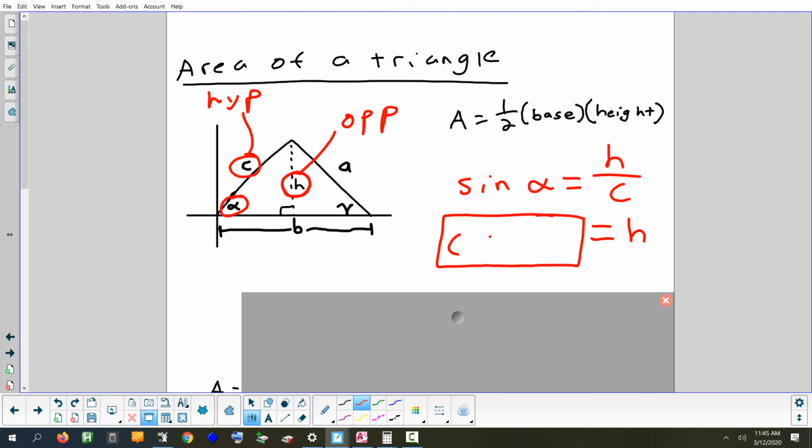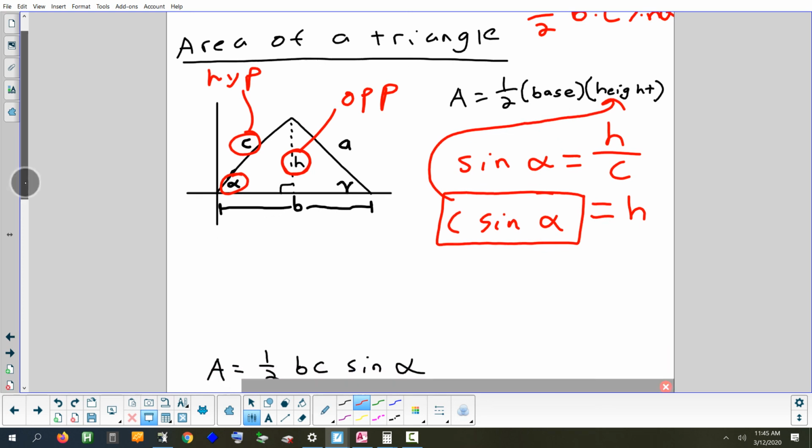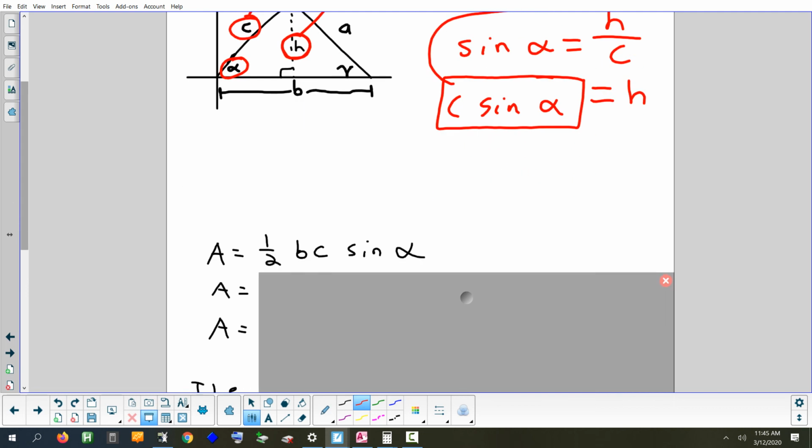C sine alpha. So we just came up with a formula that calculates the height. So fill that in for height, and there's a new formula for the area of a triangle. 1/2 base times C sine alpha. 1/2 BC sine alpha. And that's exactly what I just wrote right there. Now, like the law of cosines, if you see the pattern here, you can write this formula 3 different ways, depending on what 2 sides you want to use.